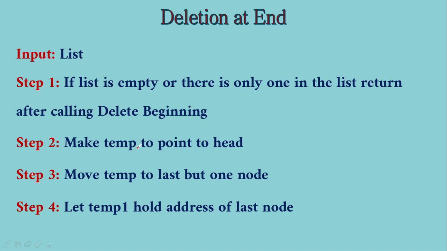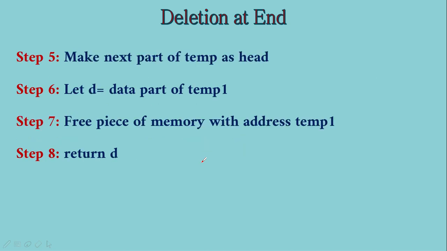And in step 2 you have a temporary pointer which will point to the first node, and we have to move temp to the last but one node. Then we make temp1 point to the last node, and the next part of temp now should be head. That's what we discussed, isn't it? Because the new last node will be the one pointed by temp. And then copy the data part of temp1 into D, give back the memory pointed by temp1, and return D. This is the formal algorithm.